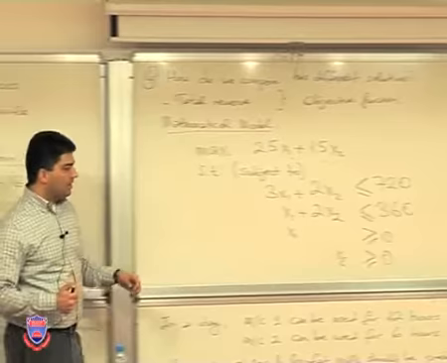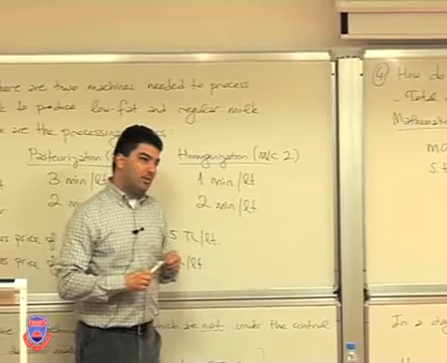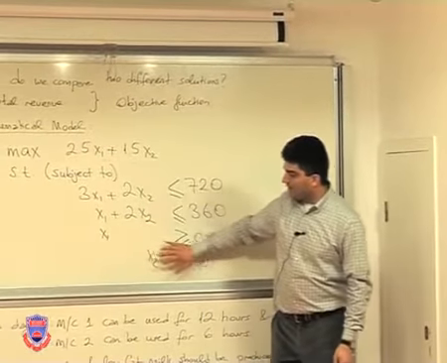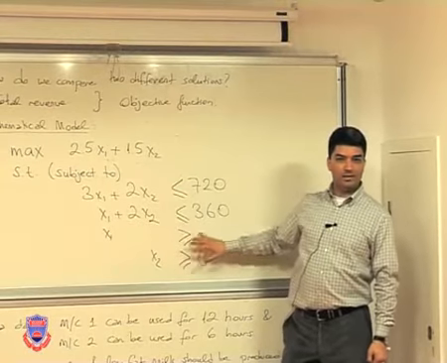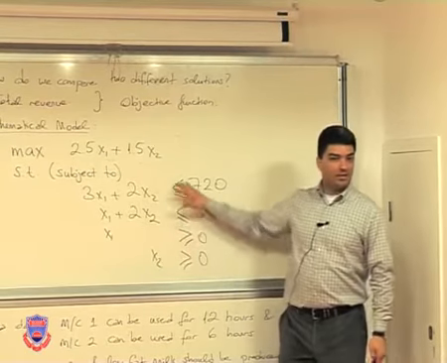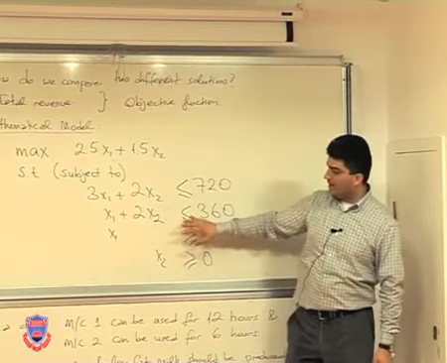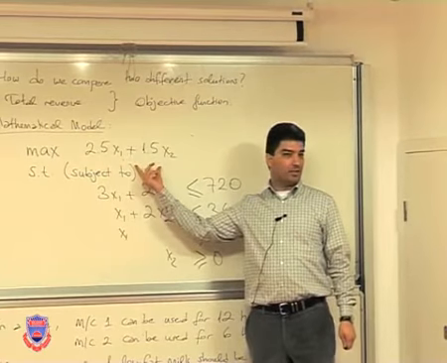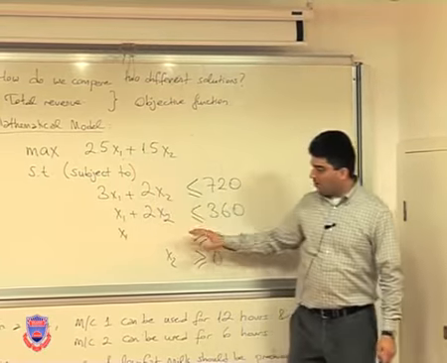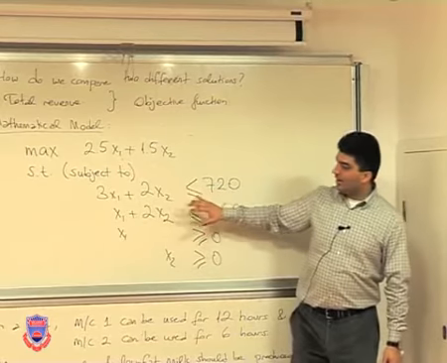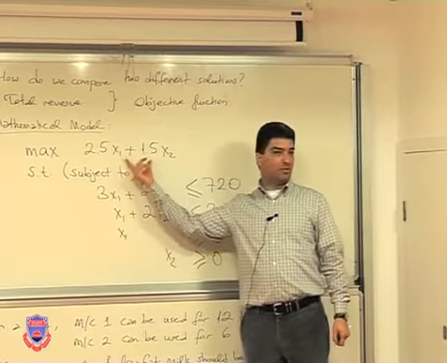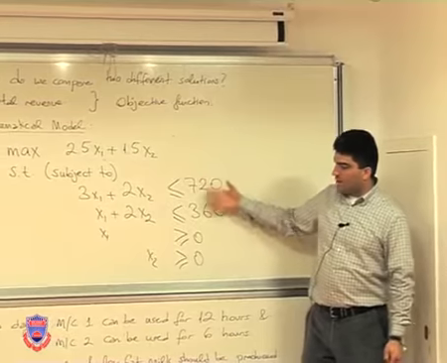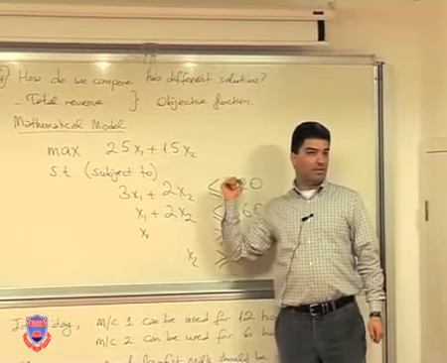Okay? So as a result, one way to view this problem is the following. Among all values of x1 and x2 that satisfy all of these requirements, okay? So this defines a set of values that x1 and x2 can take. Among all values in that set, I want to pick the one which will give me the largest value of this expression. Among all possible production plans that I can come up with, I would like to pick the one that would give me the largest total revenue. Okay? So this is my objective function. These are my constraints, and x1 and x2 are my decision variables.